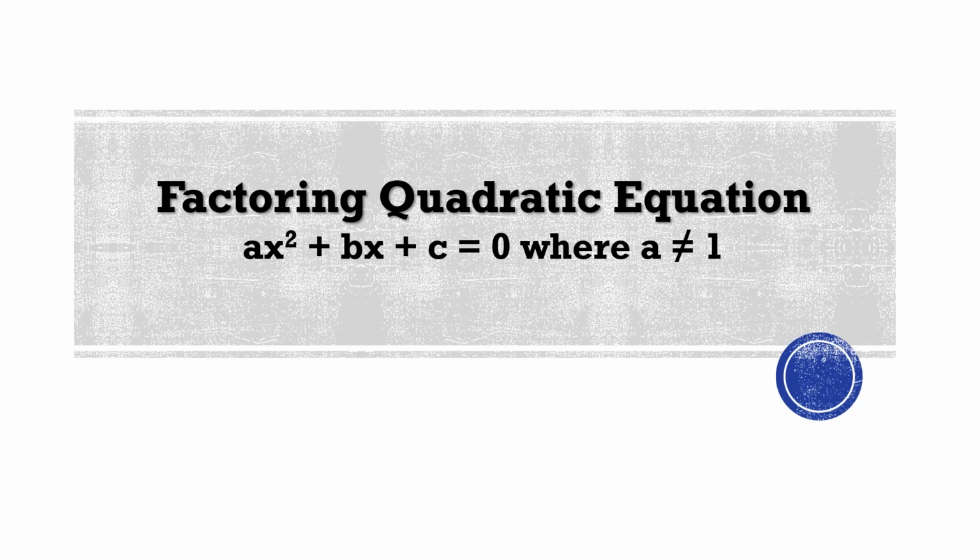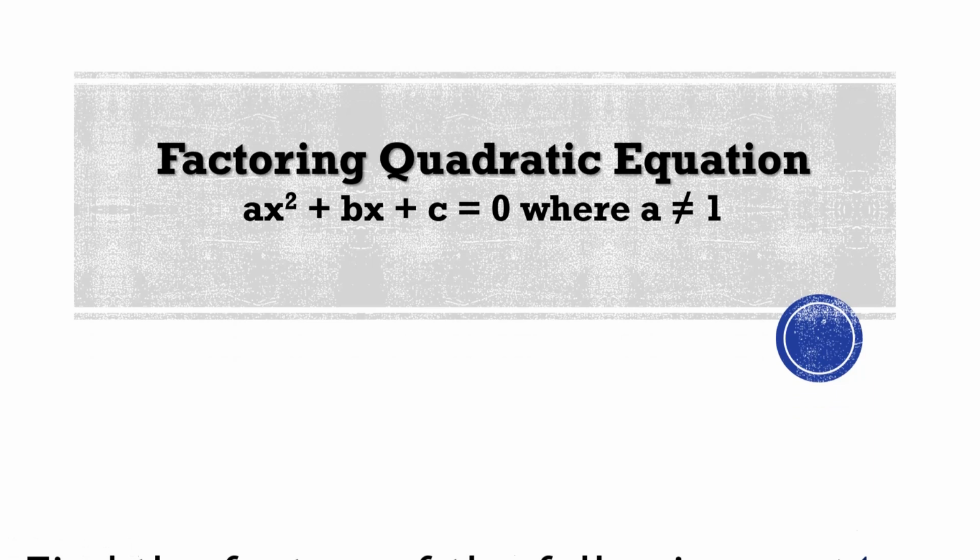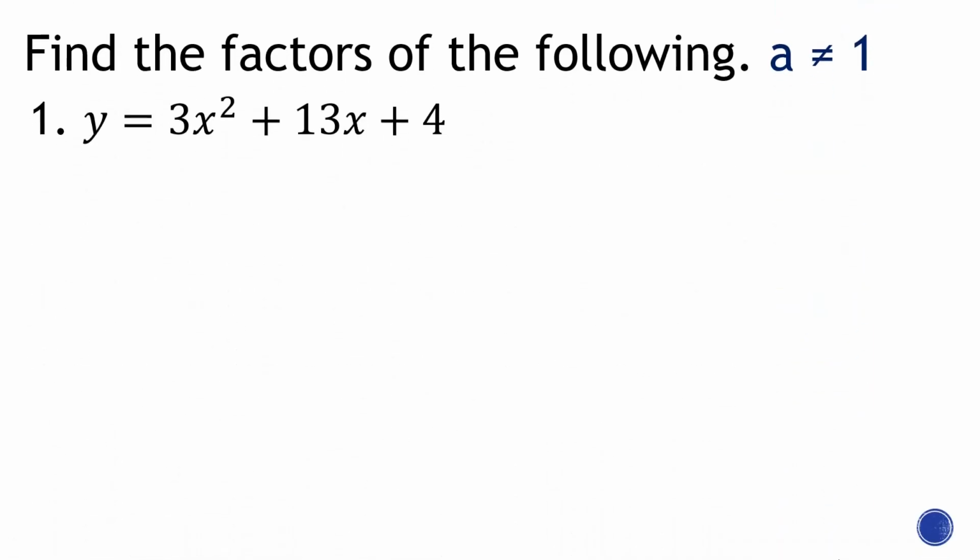Hi everyone, in this video I'm going to teach you factoring quadratic equations in the form ax squared plus bx plus c equals 0, this time where a is not equal to 1. There are a lot of methods that we can use to solve quadratic equations in this form, but my favorite, which is the box method, is similar to the AC method. That's the method that I will teach you. So let's go straight to the first example.